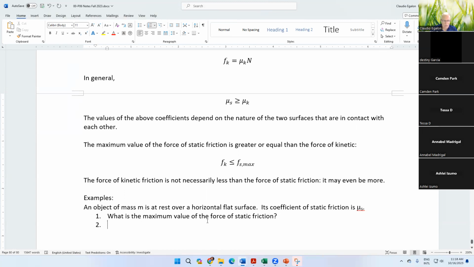And then I can ask you another question. What is the value of the applied force for the object to be on the verge of motion? Those are possible problems that you can have. Okay? One more question.